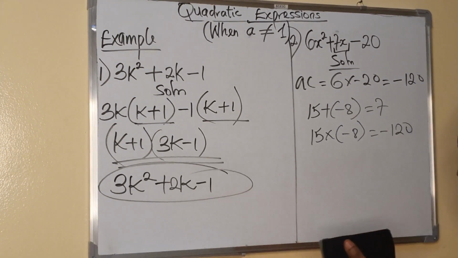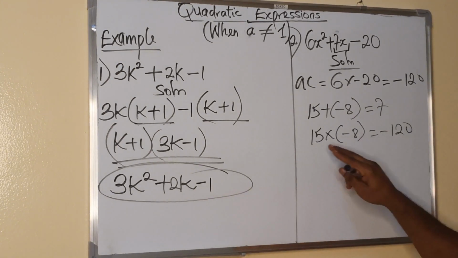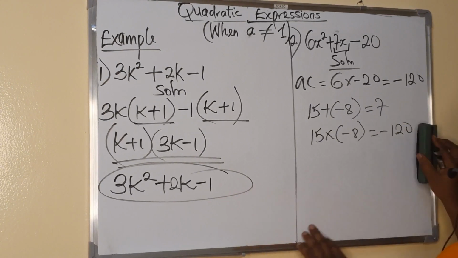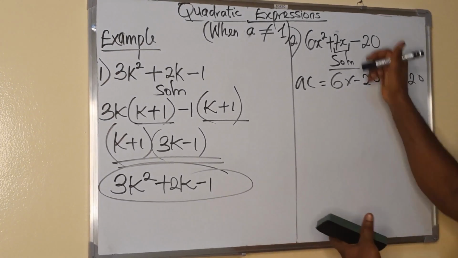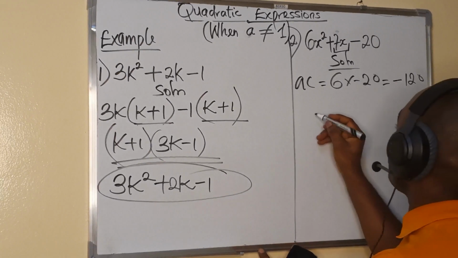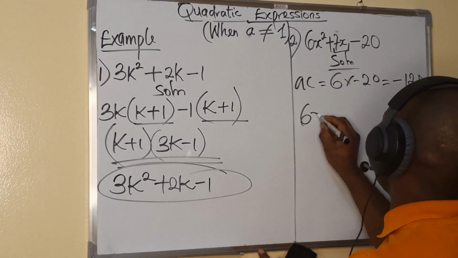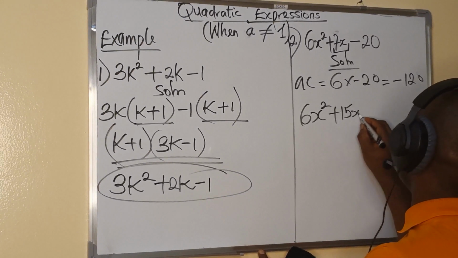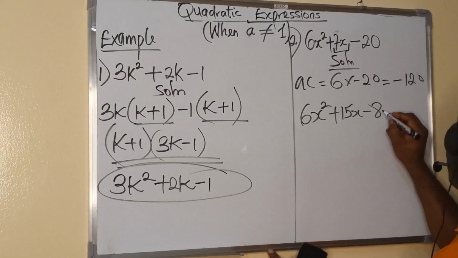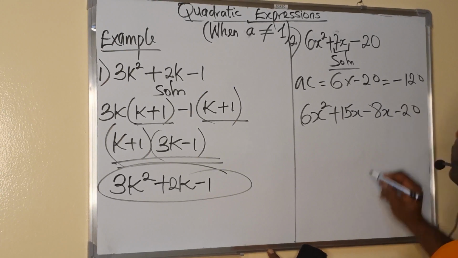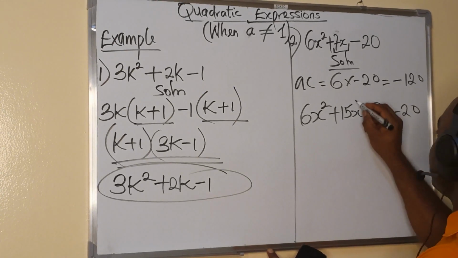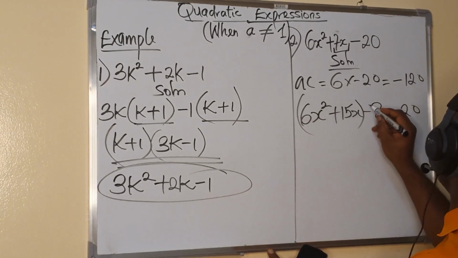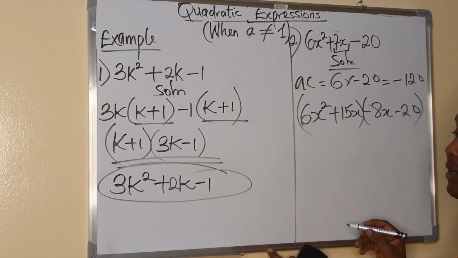So what it means is that the factors we are looking at are 15 and negative 8. Having said that, we can easily substitute it into the expression we have above as 6x squared, 7x now changes to 15x subtract 8x minus 20. So when this is the case, all we need to do now is to factorize by grouping.